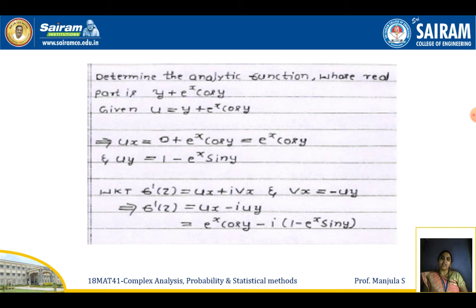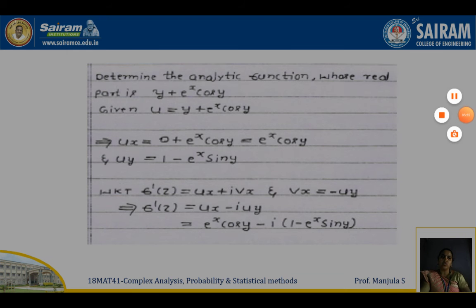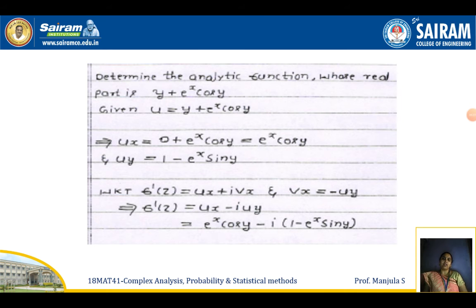Determine the analytic function whose real part is y plus e to the power x into cos y. Here the real part is nothing but the u value they have given as y plus e to the power x into cos y.